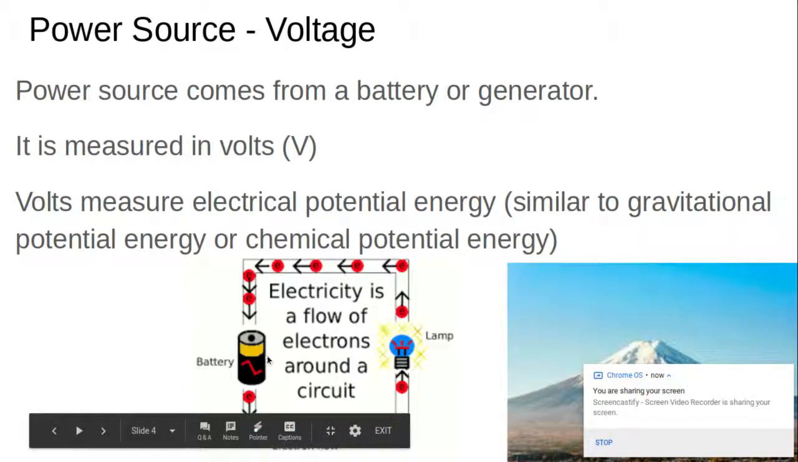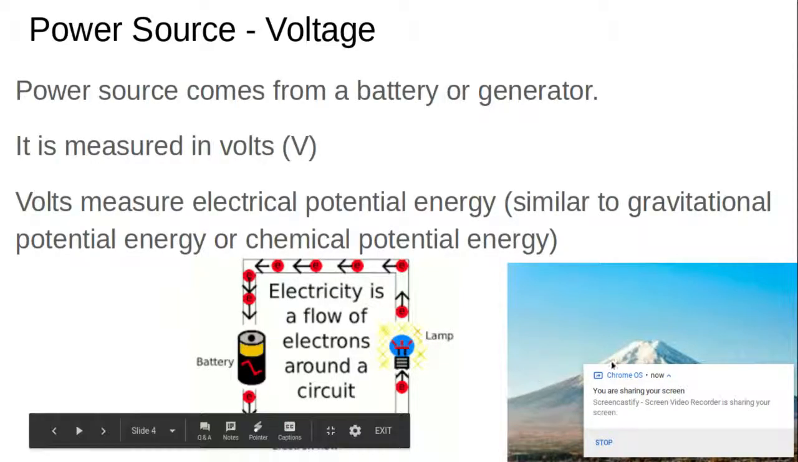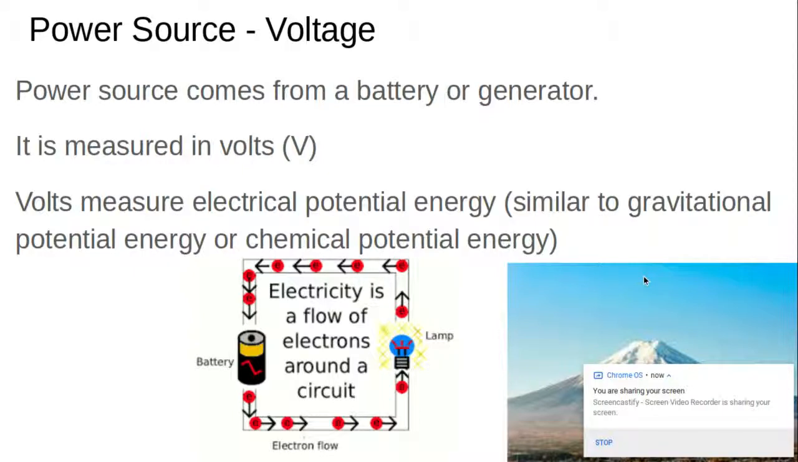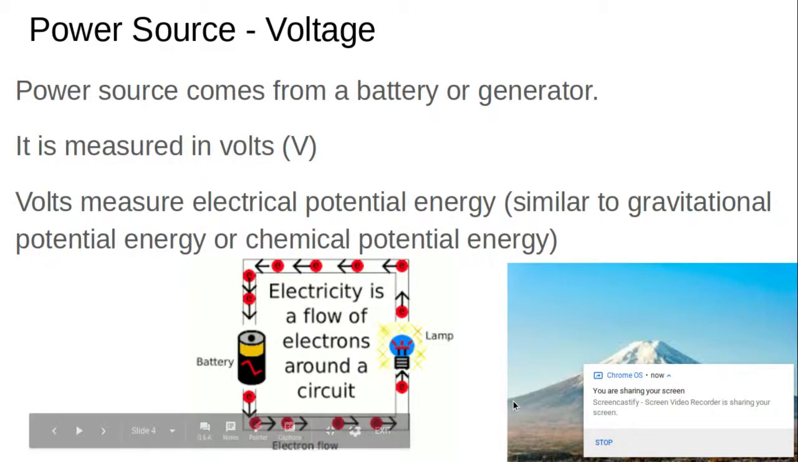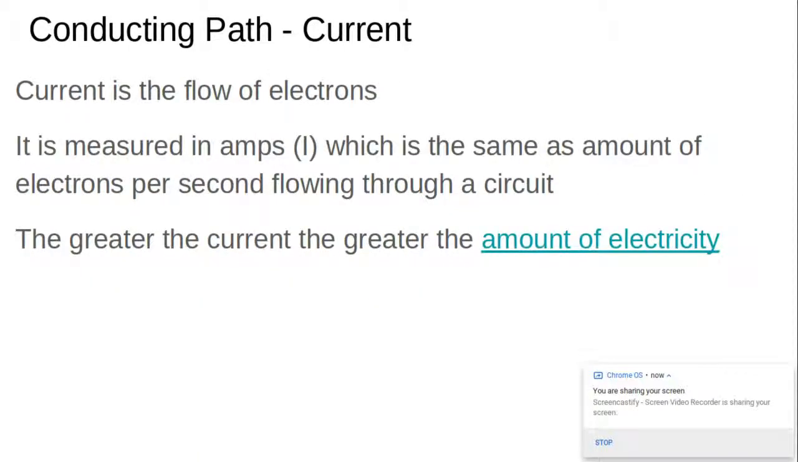So if you have a huge battery, it's like having a huge mountain and pushing something down that mountain, right? If you have a really big, strong battery, you have even more electrical potential energy, which means that you can get even more energy out of that battery. Okay, so hopefully that makes sense. Electrical potential energy.